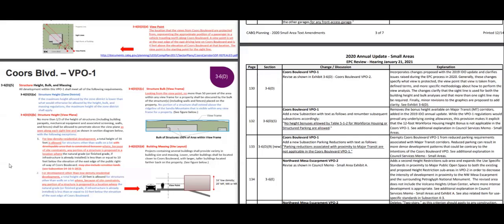2, for development other than low density residential development, the total height of 20 feet is allowed for structures other than walls on a lot where, because of site constraints, any portion of a structure is proposed in a location where the natural grade or finished grade, if infrastructure is already installed, is less than or equal to 10 feet below the elevation of the east edge of Coors Boulevard.